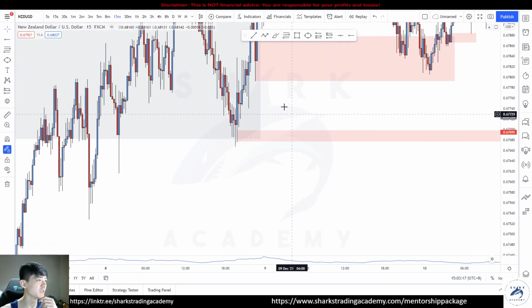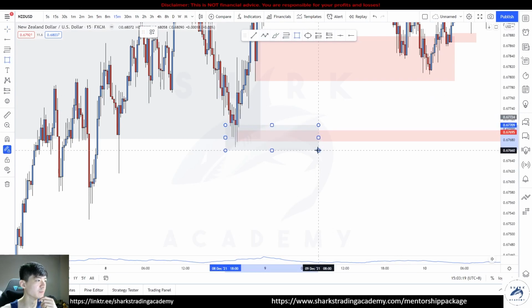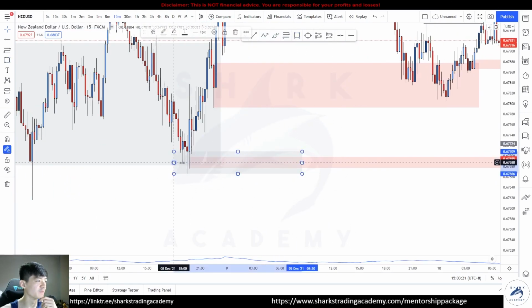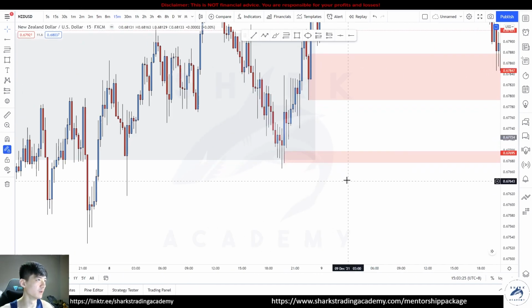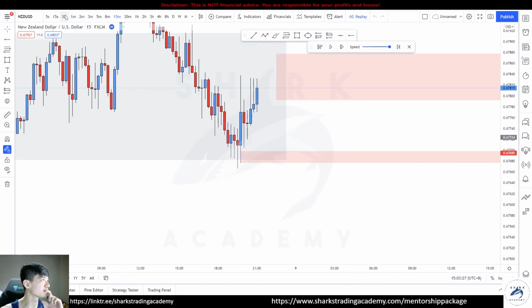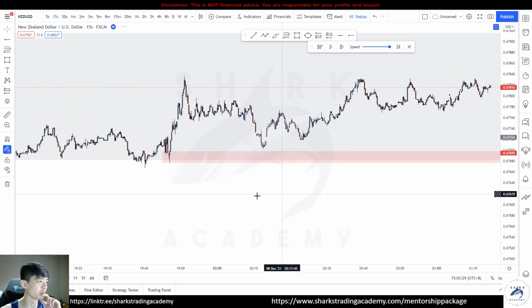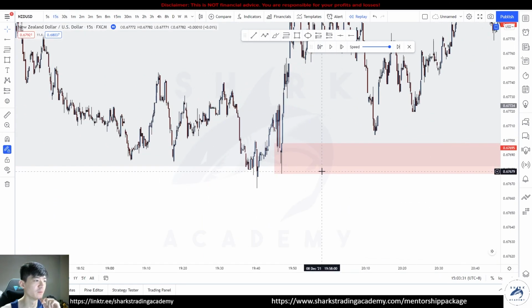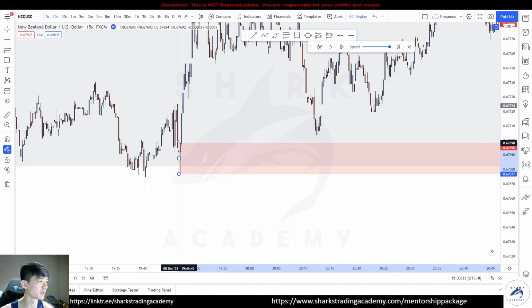So can you see these wicks over here? Inside of these wicks contains demand zones on the lower time frame. So let's go and dive deeper into these areas. For me, I have to look for fresh order blocks, order blocks or demand zones that haven't been mitigated.